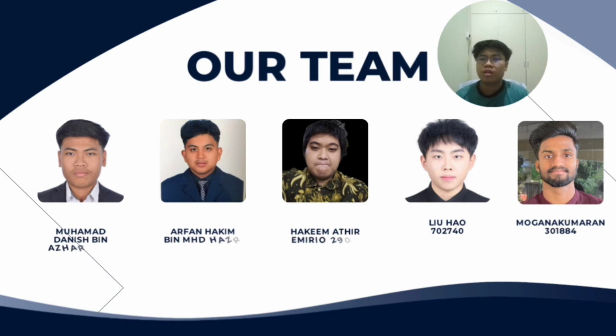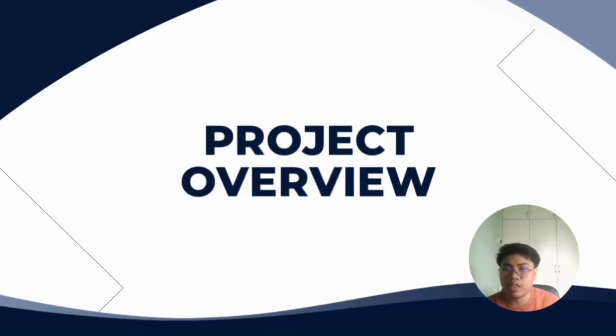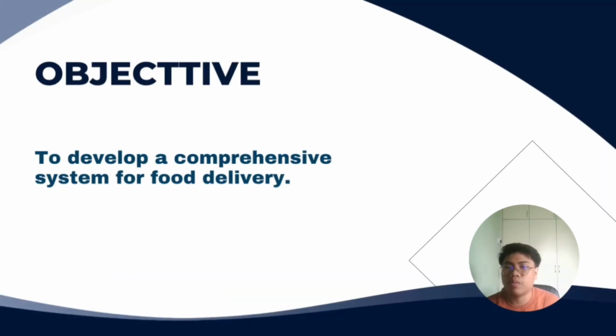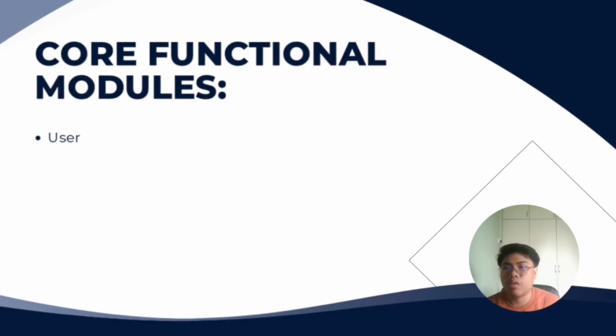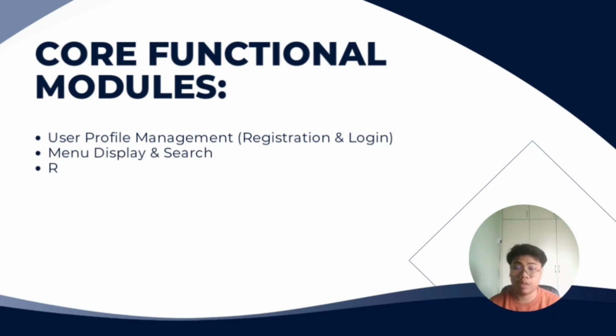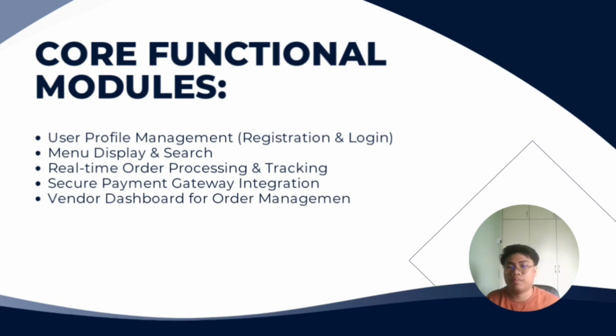Okay, so here is our teammate. Okay, we go to the next slide, project overview. For the objective, we are to develop a comprehensive system for food delivery. Okay, the next slide is core functional modules. The main goal of our project was to create a seamless digital bridge between hungry customers and local food vendors. Our system covers everything from user registration and menu browsing to secure payments and real-time order tracking.